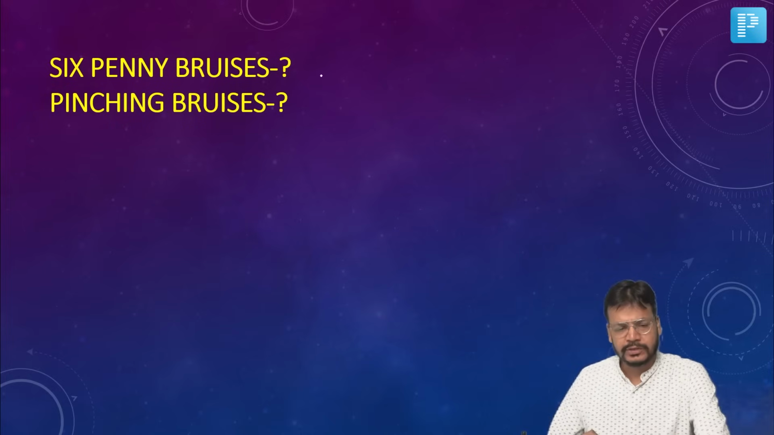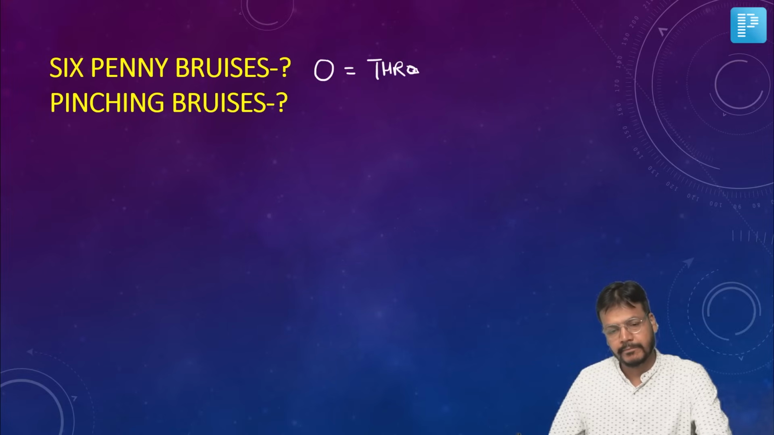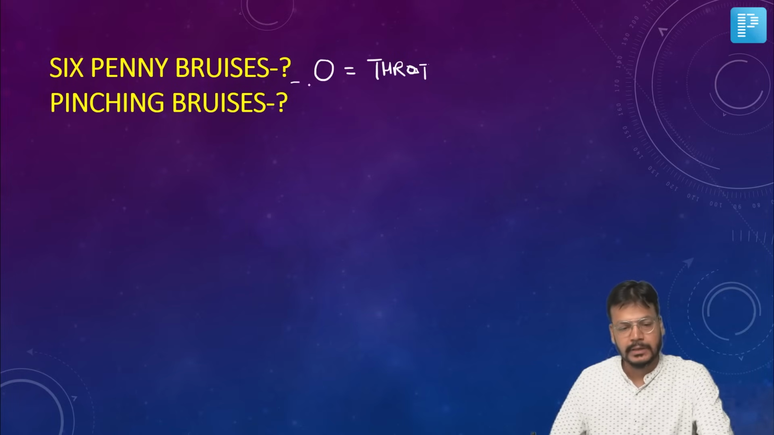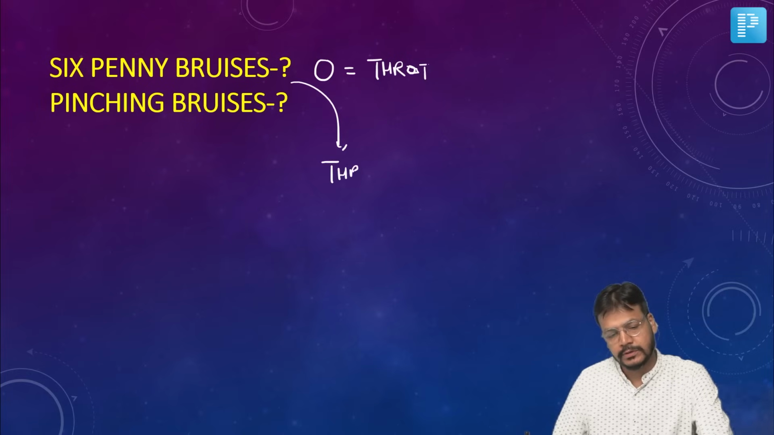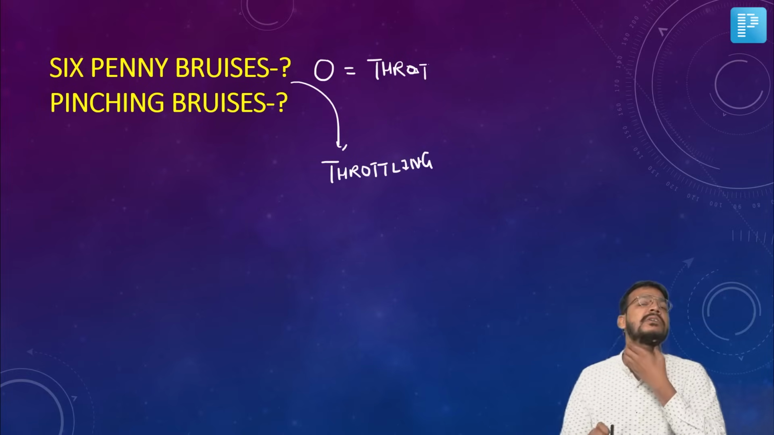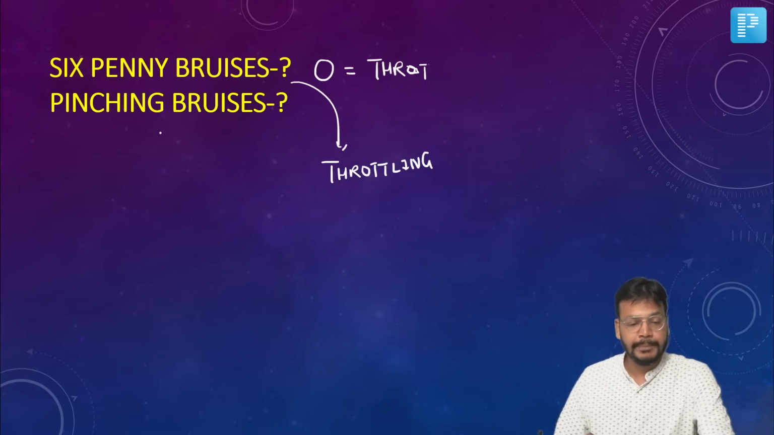Six penny bruise. Doctor, everyone knows penny is a coin-shaped bruise. Coin-shaped bruises are commonly seen in throttling, because there is pressure. Pinching bruise.